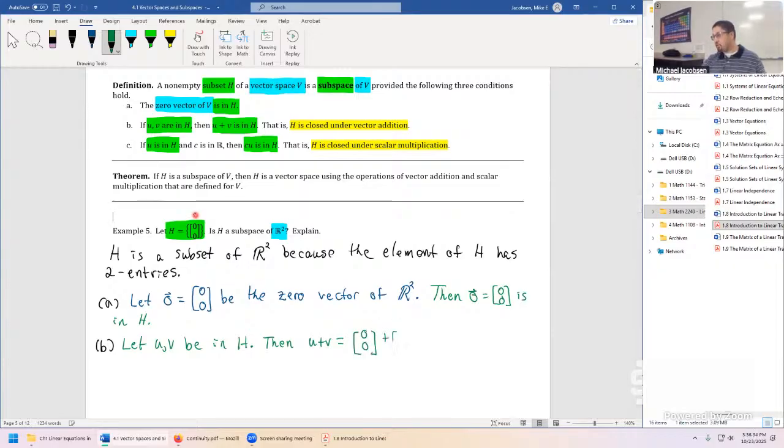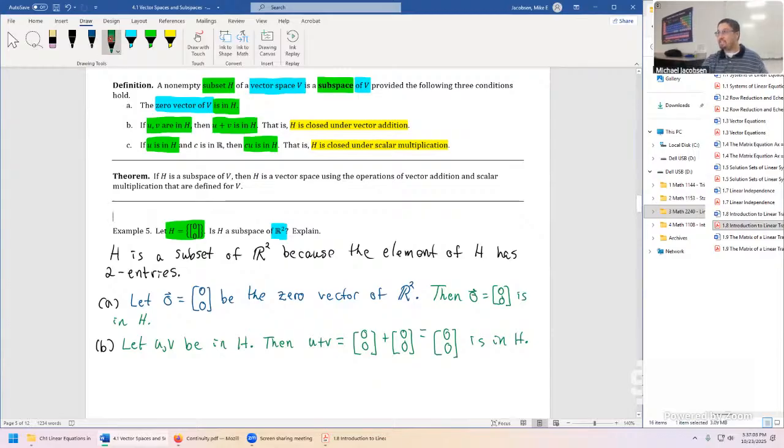It's (0, 0) + (0, 0), which is equal to (0, 0). And you know what? (0, 0) happens to be in H. That's the only element in H. So we check that part. If we grab two vectors, well, there's really just one, but we did the best we could. Add them together, we got a vector in H. It satisfies this condition trivially because really there's just one vector.